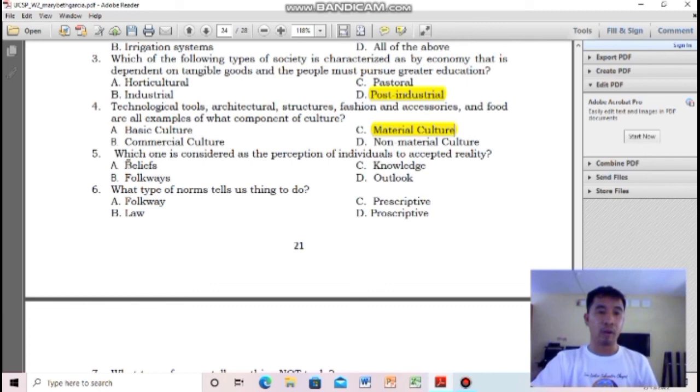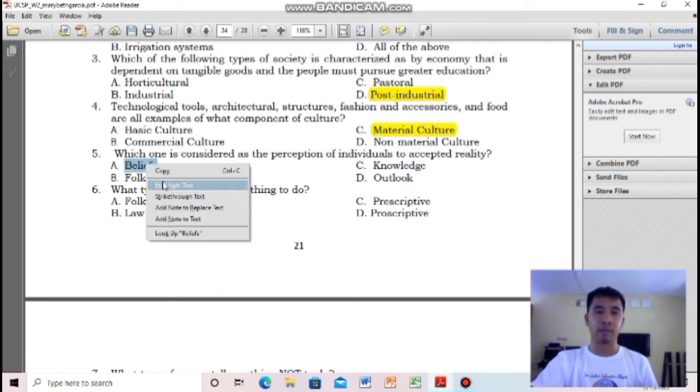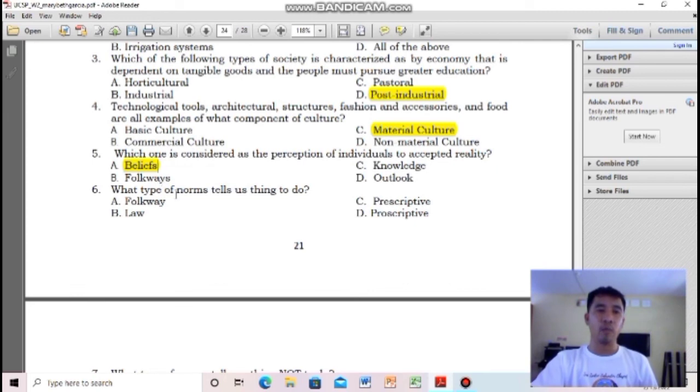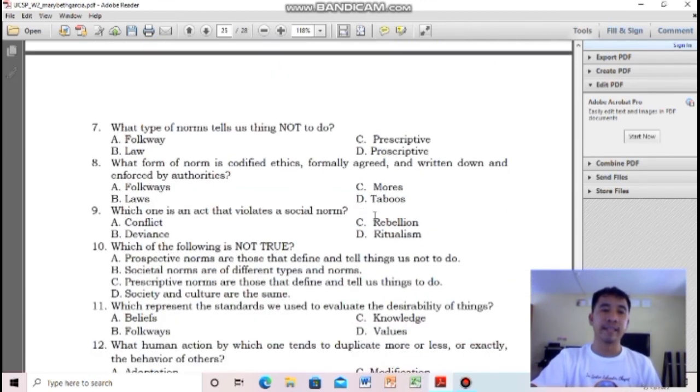Question number 5, which one is considered as the perception of individuals to accepted reality? Perception, that is what we call belief, ang aton nga pagpati or atong ginatuuhan. Okay, number 6, what type of norms tell us things to do? Things to do is letter C, that is prescriptive. Kung anong gina-prescribe.